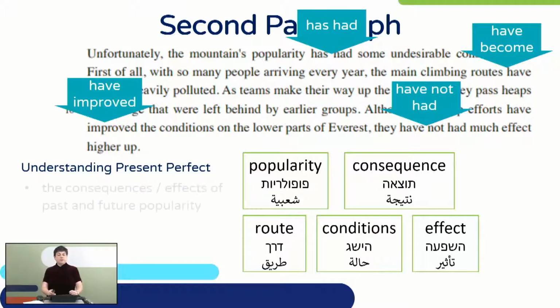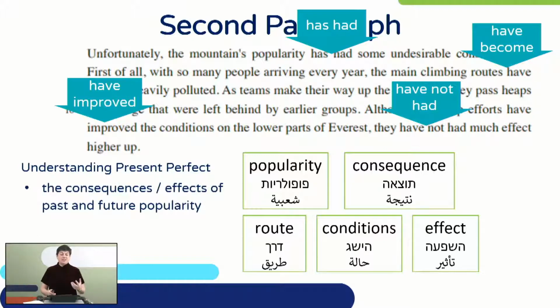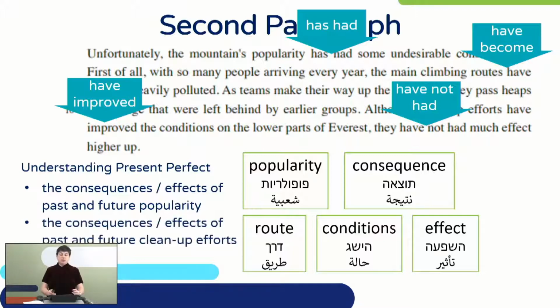So to understand the present perfect, we use it to show the consequences and effects of the past and future popularity. It's the popularity, it's so many people coming and leaving garbage that creates this negative effect. We also see the consequences and the effects of the past and future cleanup efforts. They have had some success cleaning up the lower parts, but not yet the upper. Maybe we're going to look at cleaning more. I don't know. Let's read on.